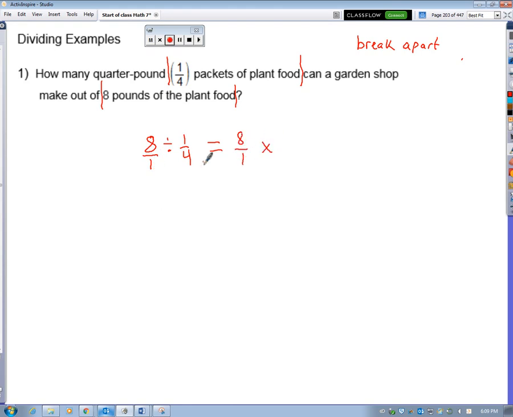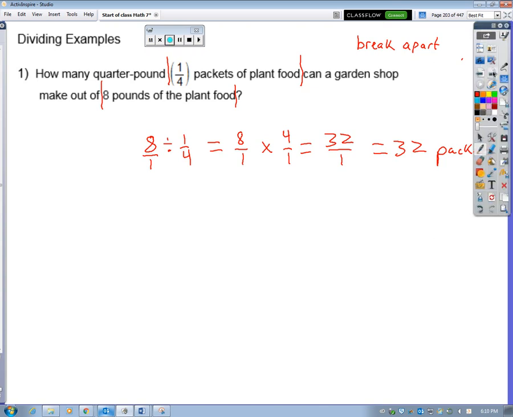And then your second fraction, you flip it around and then you multiply. So we get 32 over 1. Simplify that down, comes out to 32. That's how many packets you can make. Alright, that is your 1/4 pound package. You would get 32 of them. Alright, let's take a look at another example we have.